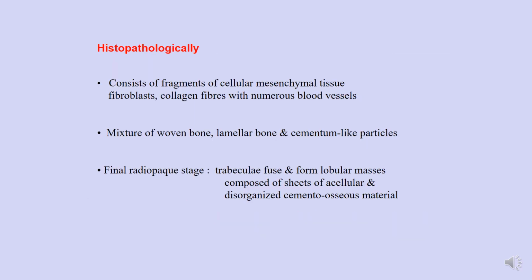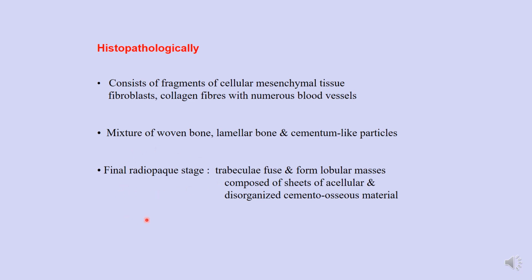Okay, so if you really do a biopsy of this lesion, what are you going to see? You're going to see fragments of cellular mesenchymal tissue, fibroblasts, collagen fibers with numerous blood vessels, and a mixture of woven bone, lamellar bone, and cementum-like particles. Right? How do we identify cementum-like particles? As we've discussed during the various slide discussions, cementum is always basophilic on H&E, right? So if we see basophilic calcifications, more or less they are cementum-like particles.